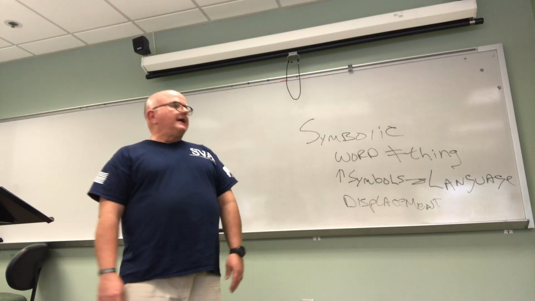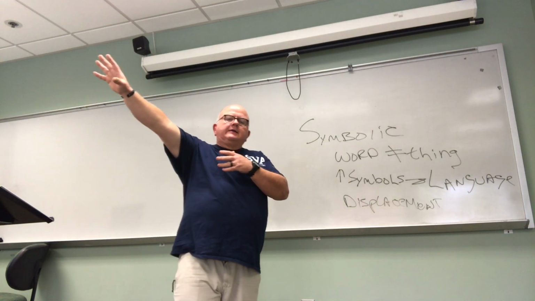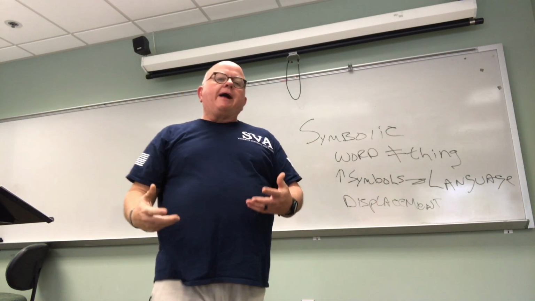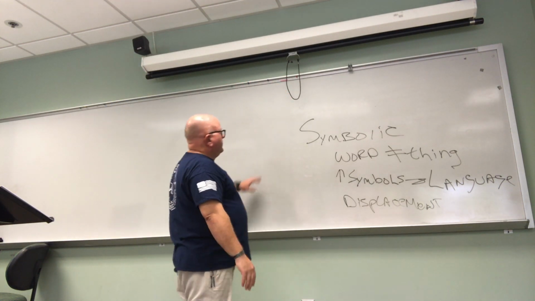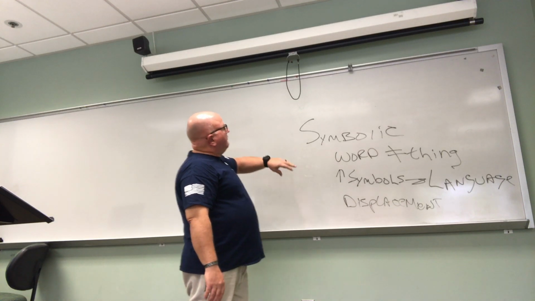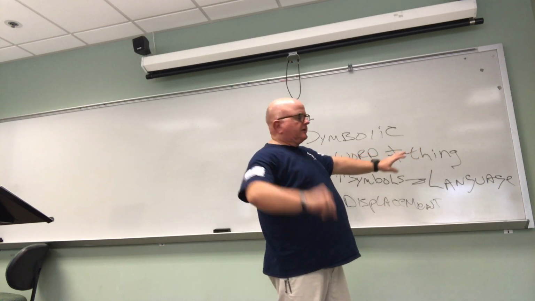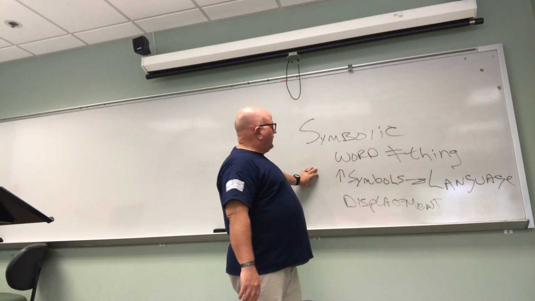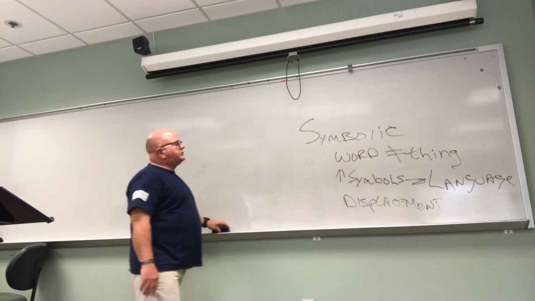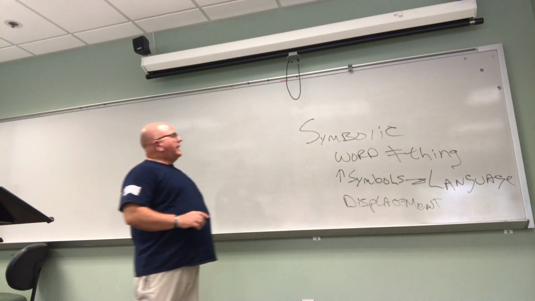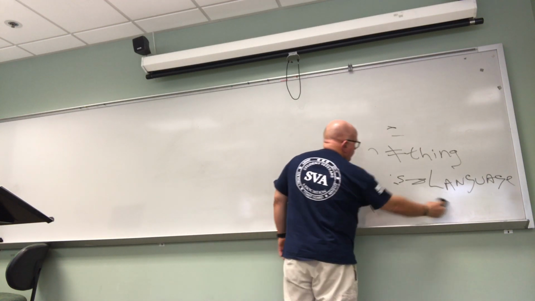But we can displace the events. We can push them further out into time and space because we can symbolically recreate them using language. So the symbolic nature of our language means that words are not equal to the thing. They only represent the thing that they reference. If you put together enough symbols, they become a language system. And then finally, the symbolic nature allows us to displace events in time and space with a language.